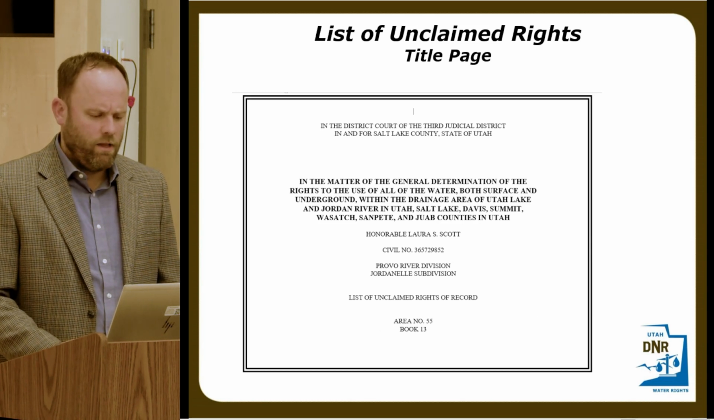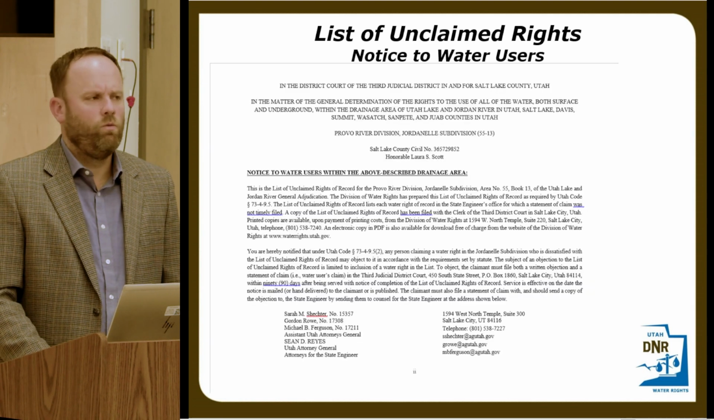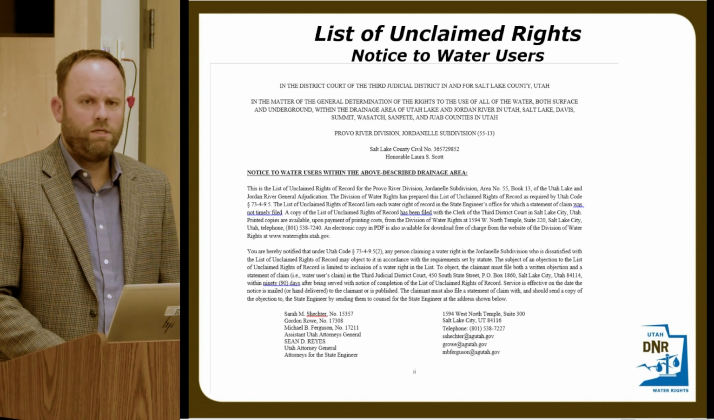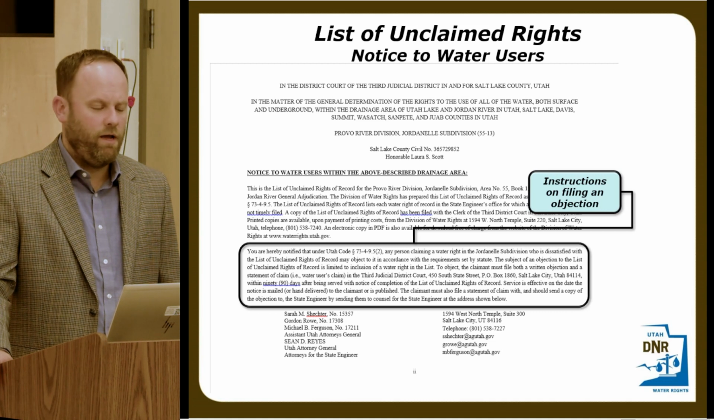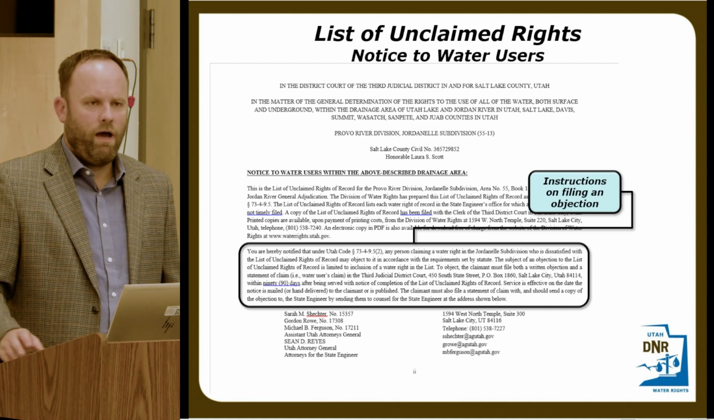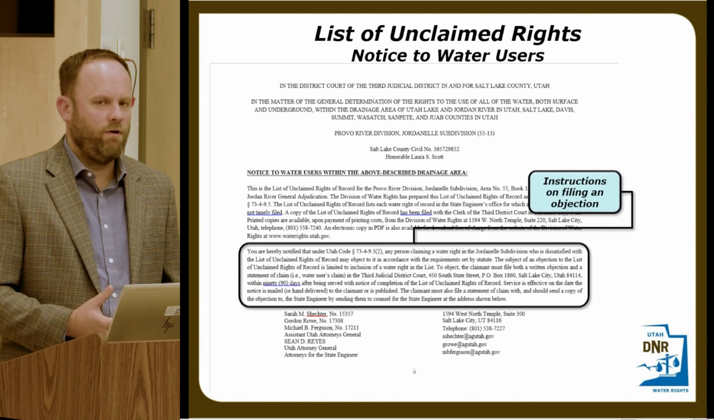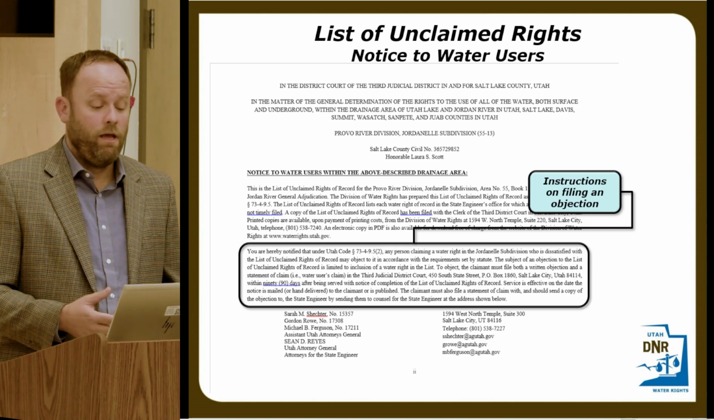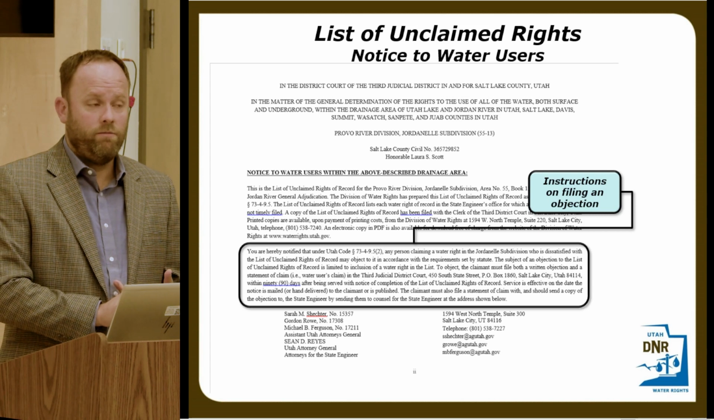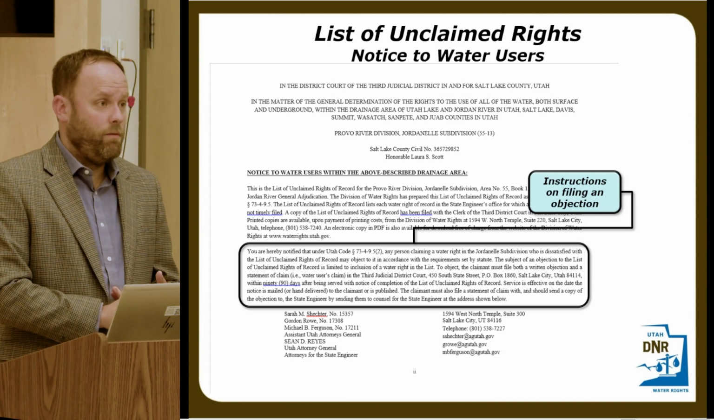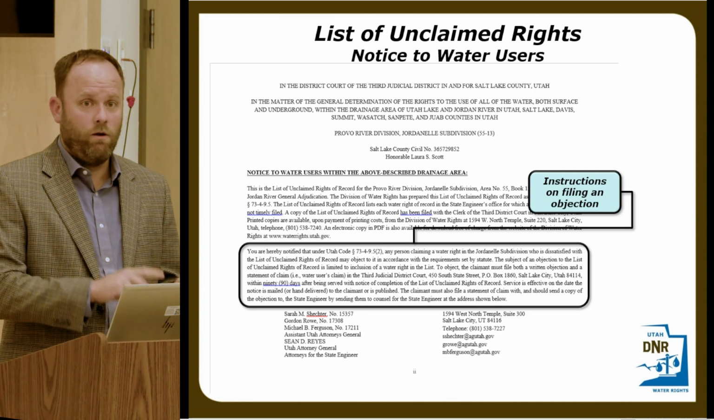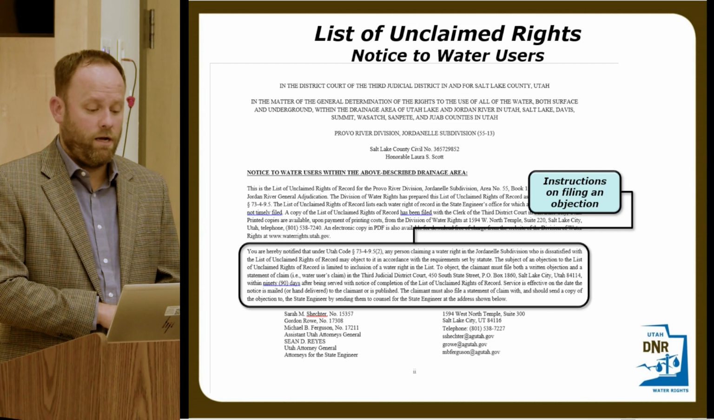All right, so moving along here, this is the notice to water users page. And it repeats some of the same information we've talked about, but most importantly on this page are the instructions for filing an objection. If you have a water right that has been listed on the list of unclaimed rights and you believe that is inappropriate, now is your time in this 90-day period to object. And the way you do that is you need to file that objection with the district court. Now, very importantly, that objection also needs to be accompanied by your water user claim. And so that's important. It's a two-parter. File an objection with the court, and then file your water user claim with that objection.